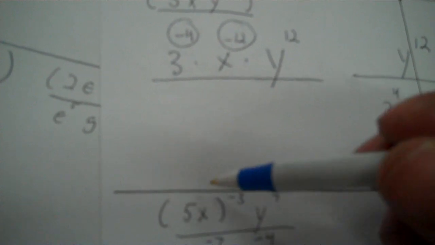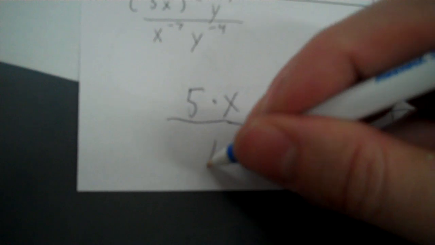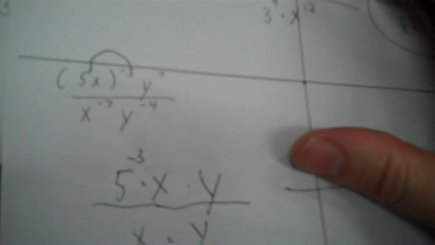Okay, look at the top. You got a 5 and an x and a y. Leave the powers out. We'll deal with those later. On bottom, you have no numerical bases. You just have an x and a y. Okay, let's talk about 5. It'd be to the first. There's a parentheses around it, so we need to distribute 1 to -3, -3. Now the x on top is to the first. 1 times -3 is -3.